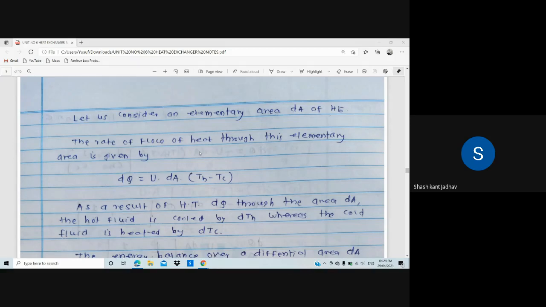Okay, आता इथं काय होत असेल पॅरलल फ्लो हीट एक्सचेंजर मध्ये, एक हॉट फ्लुइड आहे एक कोल्ड फ्लुइड आहे. So as a result of heat transfer dq through the area dA, the hot fluid is cooled by dTh. म्हणजे ज्यावेळेला एका पाईप मध्ये हॉट फ्लुइड असणार आहे दुसऱ्या पाईप मध्ये कोल्ड फ्लुइड असणार आहे, तर त्या पर्टिक्युलर स्मॉल एलिमेंटरी एरिया मध्ये हॉट फ्लुइडचं टेम्परेचर कमी होणार आहे. आणि ते dTh ने कमी होणार आहे, जे आपण डायग्राम मध्ये मेन्शन केलेलं आहे. For that particular small elementary area the temperature of the hot fluid reduces by dTh.